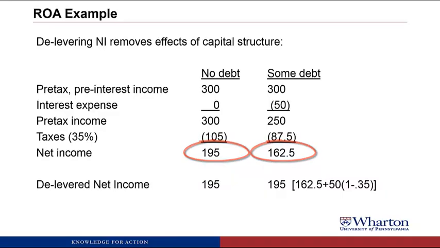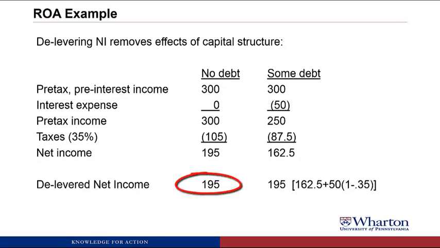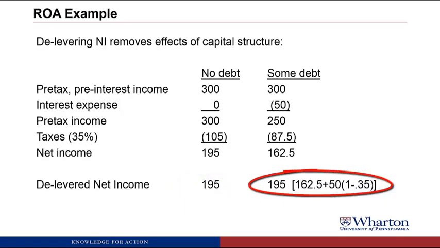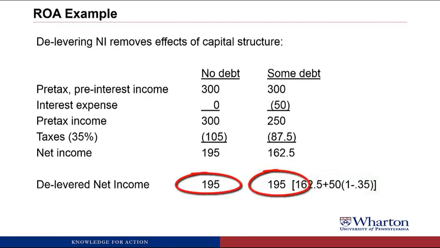Now, if you look in the last row, we're going to calculate delevered net income. We don't have to do anything for the no debt firm because it has no interest expense. For the some debt firm, we take net income plus interest expense times 1 minus the tax rate, and we end up with delevered net income of $195, which is identical to the delevered net income for the no debt firm. So using delevered net income in ROA gives us a measure of ROA that only measures operating performance. Now, when we use ROE, we do want the interest expense in there because ROE does want to reflect the effect of financing. So we take the financing out of ROA, but we leave the financing in for ROE.